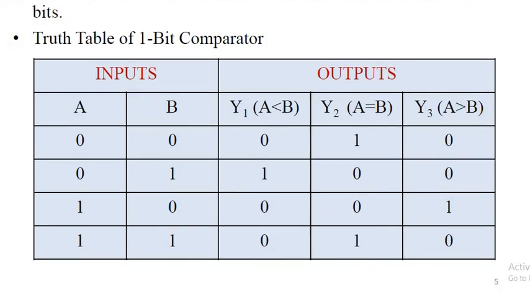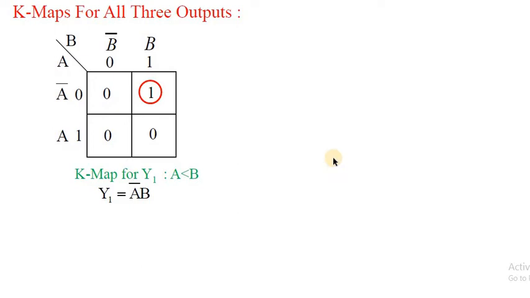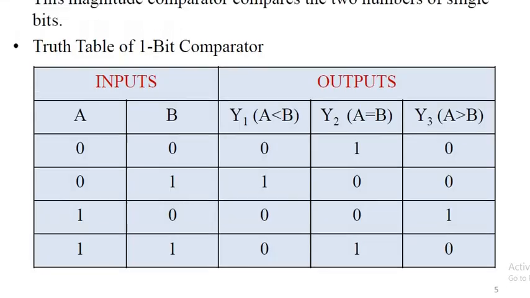In the next step, by using the truth table, the K-map for y1. See here, K-map for y1. Here we require a two variable K-map. Why two variable? Because A and B, these are the inputs. Therefore only two inputs, therefore two variable K-map. For y1 a separate K-map, for y2 a separate K-map, for y3 a separate K-map.